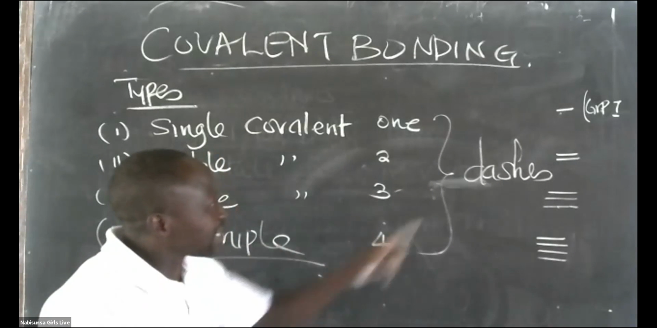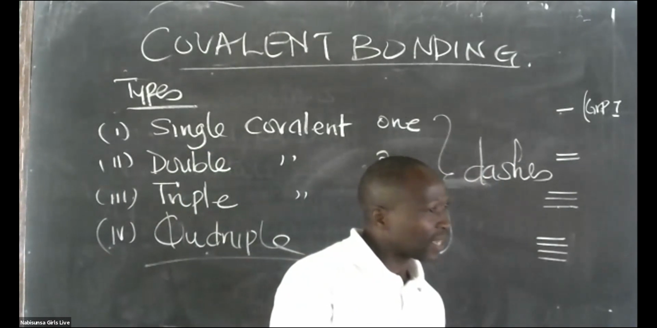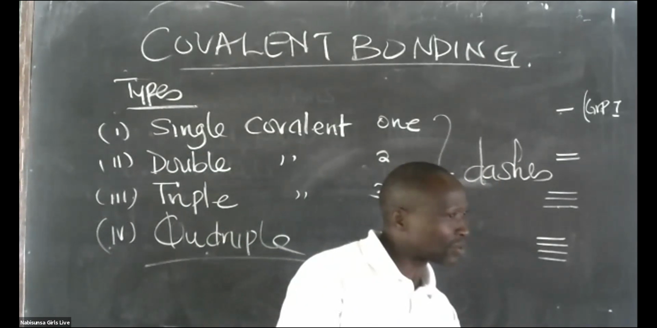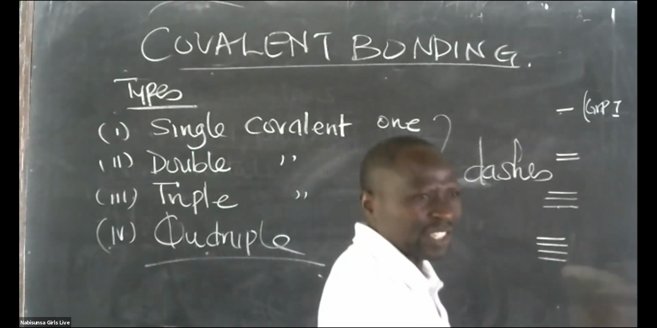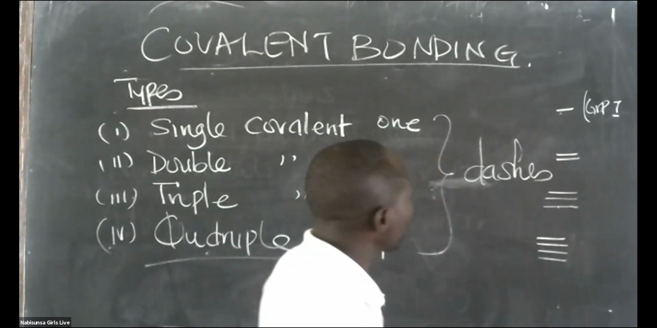But is it a must that a senior 1 cannot bond with a senior 2? A senior 1 can bond with a senior 2. We shall see the bond may not be single. It may be single, it may not be single, depending on the balance.